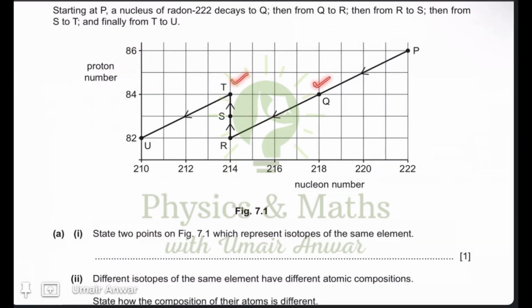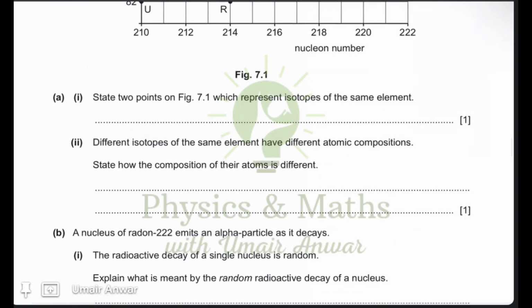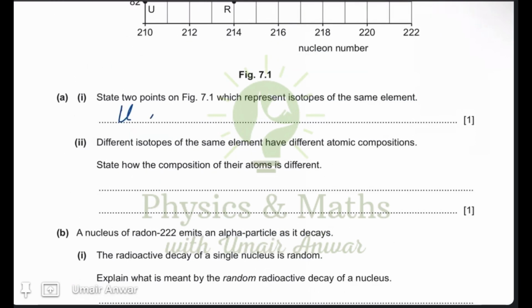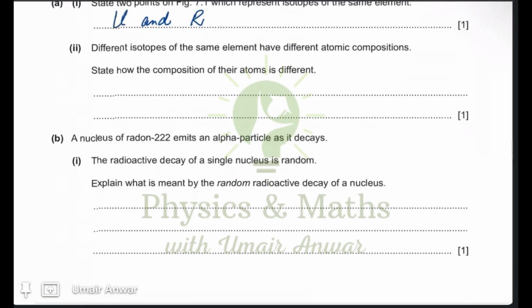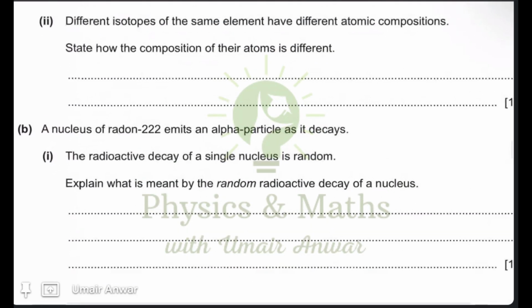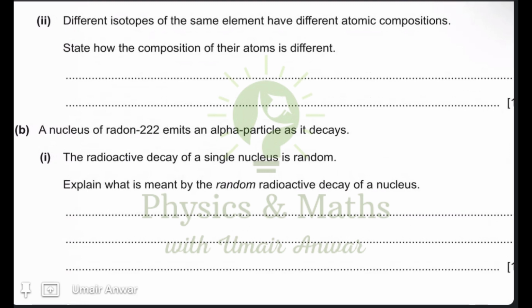So T and Q, they both have the proton number 84, but they have different nucleon numbers. Similarly, U and R, they have the same proton number but different nucleon numbers. So we could write it as U and R. Different isotopes of the same element have different atomic compositions. State how the composition of their atoms is different.